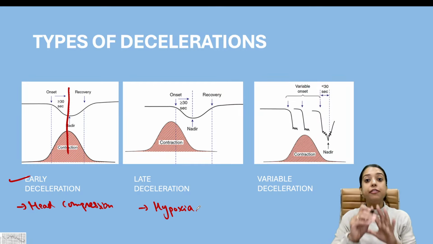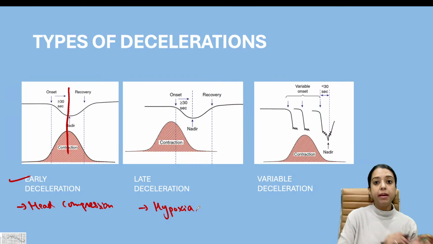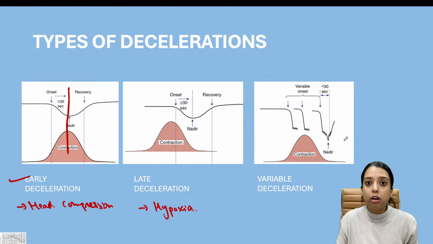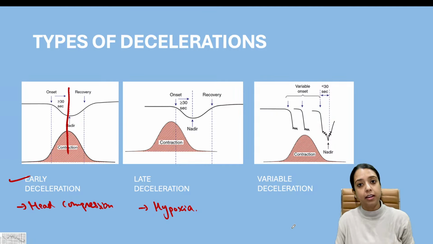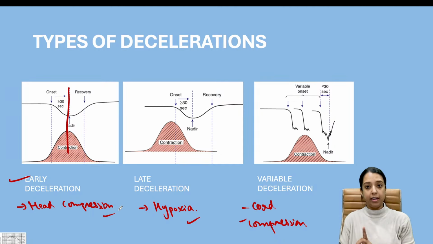The last one is variable. It is not related to contractions. Contraction coming or not coming doesn't matter. When the decelerations are not exactly related to the contraction, that is variable deceleration, and it is seen in case of cord compression. So please learn each deceleration and each pathology where these decelerations are seen.